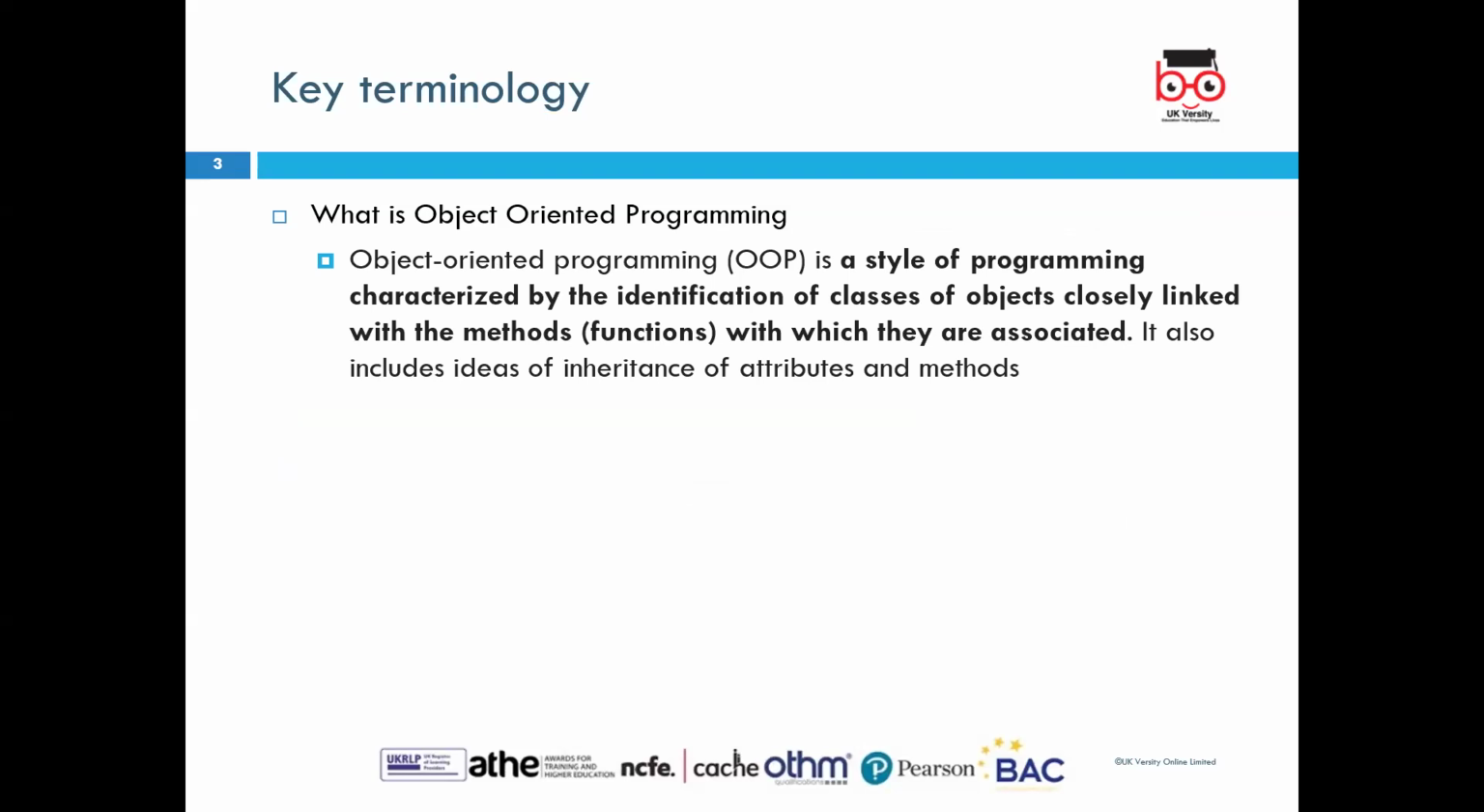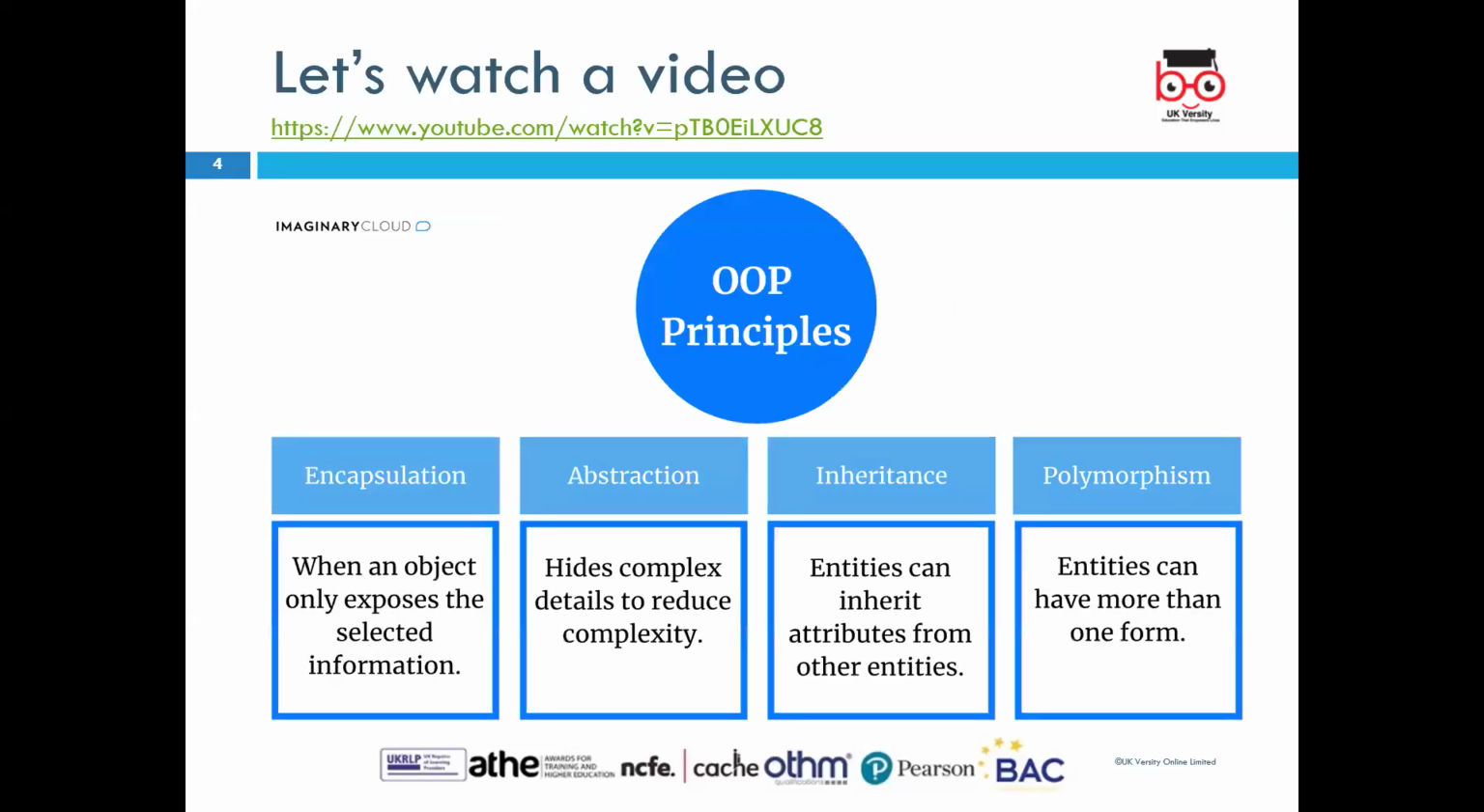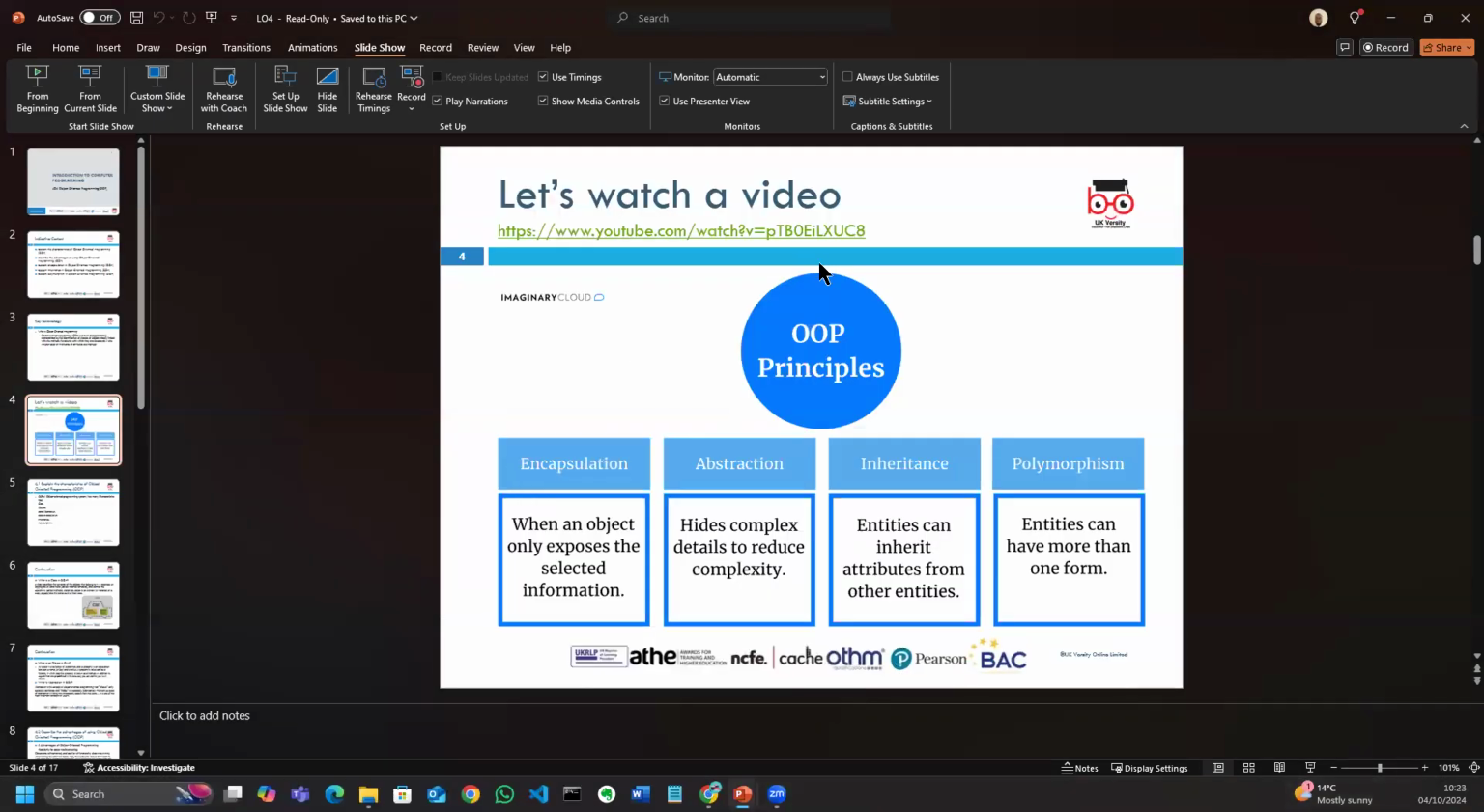By definition, object-oriented programming is a style of programming characterized by the identification of classes of objects closely linked with the methods, which are our functions, with which they are associated. It also includes ideas of inheritance of attributes and methods. So we have a nice video that's going to explain object-oriented programming.